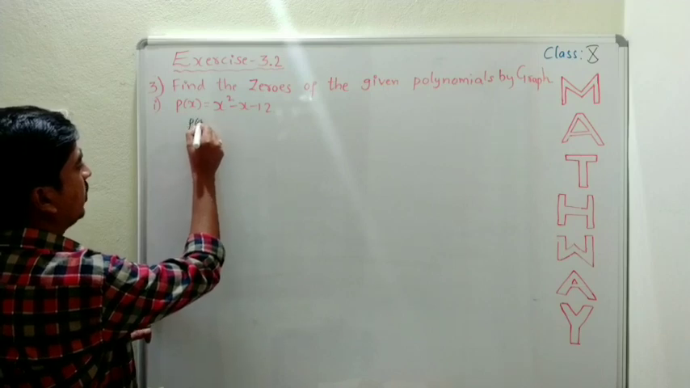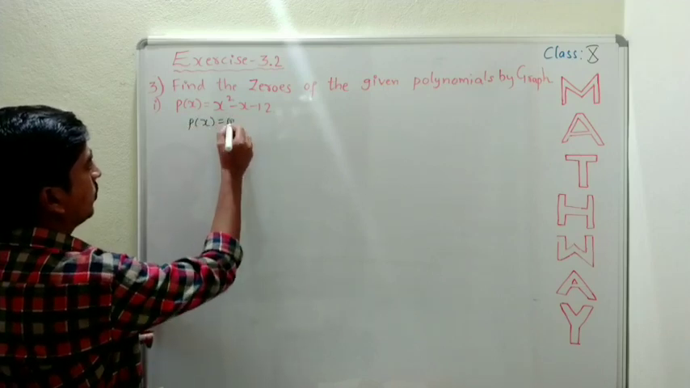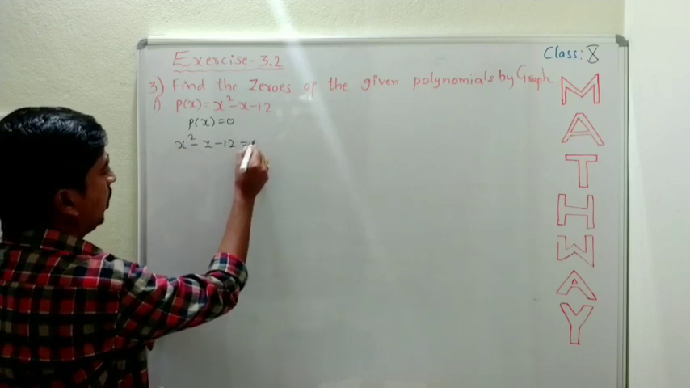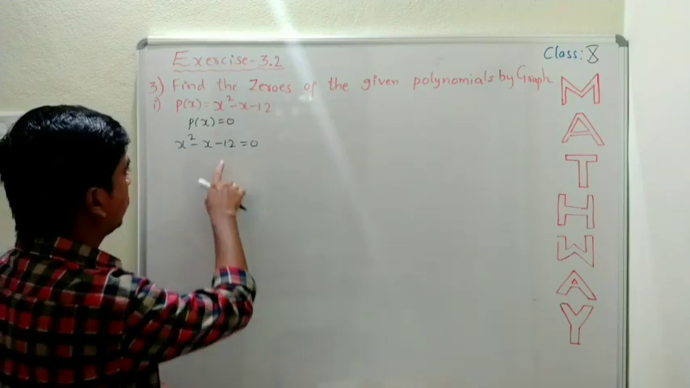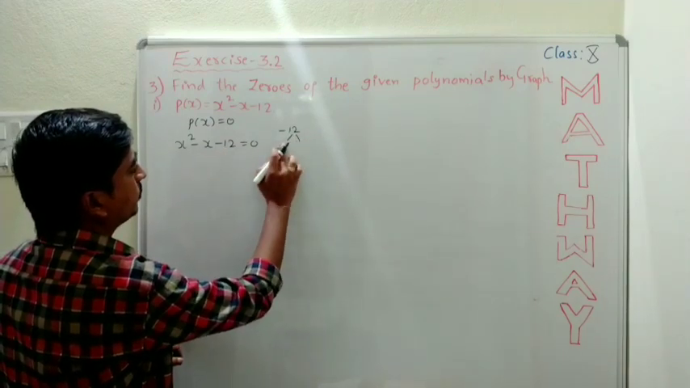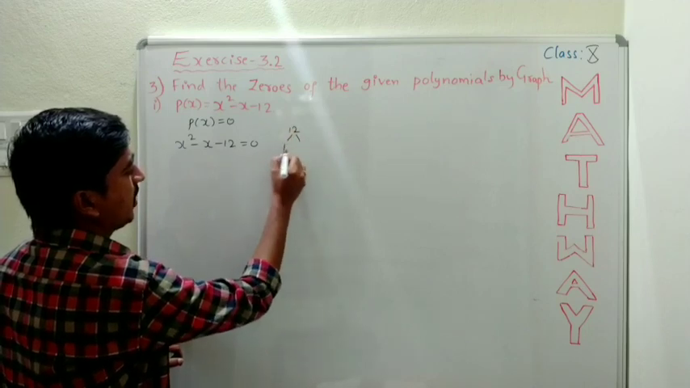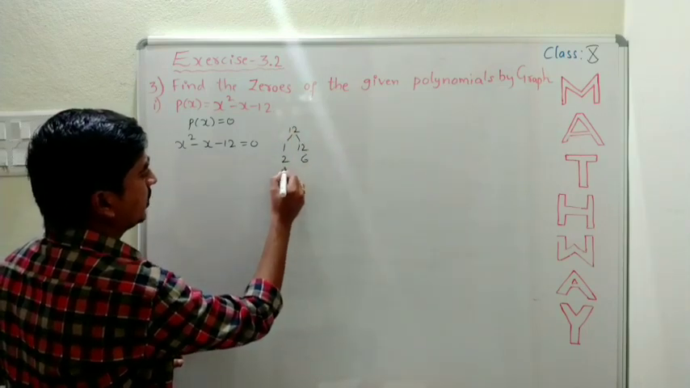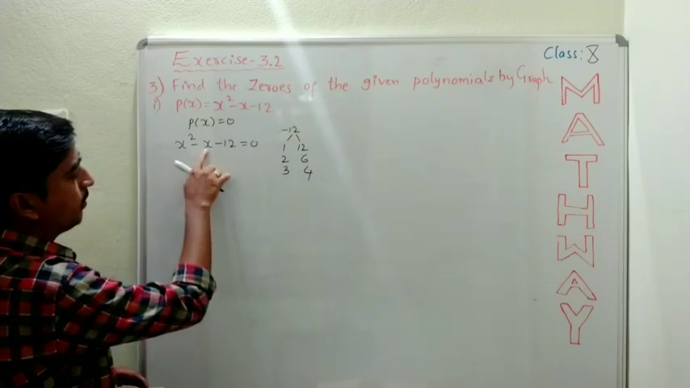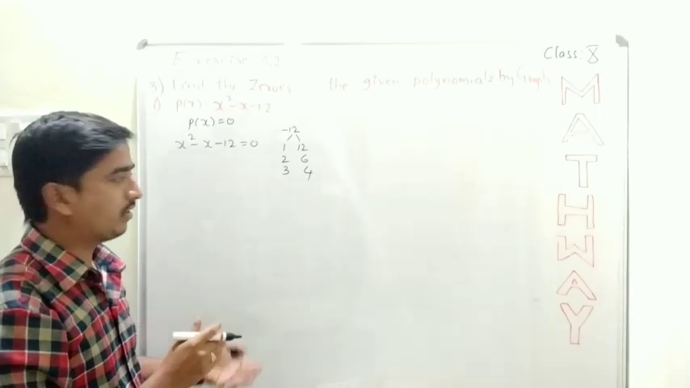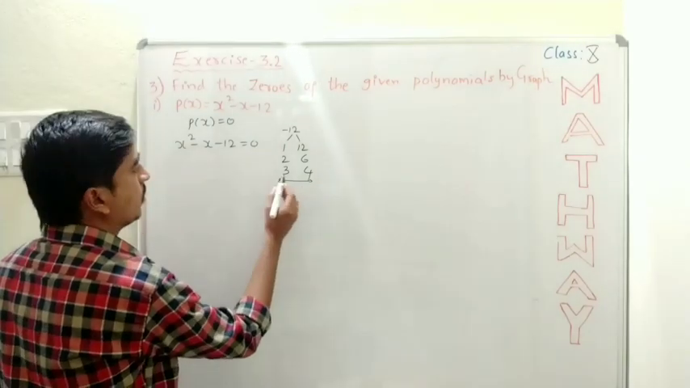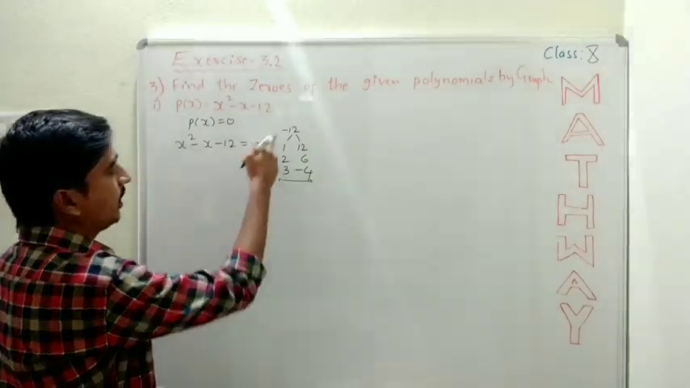So we can take p of x equals to 0. Then x square minus x minus 12 equals to 0. Factorize this term. So minus 12. First forget the minus, then write the factors: 1 and 12, 2 and 6, and 3 and 4. So we have to get minus 12. The middle term is only x, so minus x means it is minus 1. By using these 4 and 3 we can get minus 1. If you take minus 4 plus 3 we get minus 1.